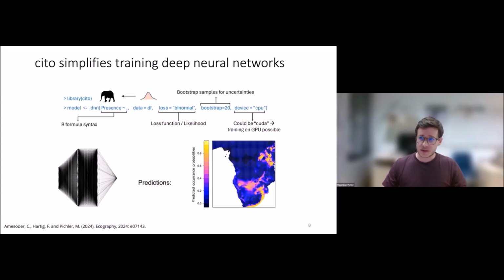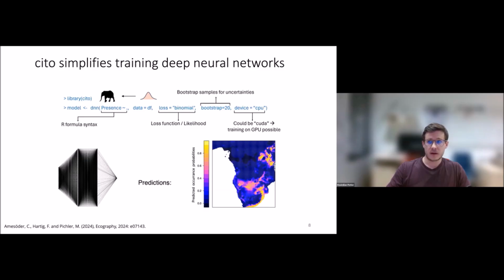Here on the left side, you see it for this elephant example. On the left side is what we call the input layer. There you have as many nodes as predictors. I guess for the bioclim it should be like 18 variables, so we have 18 input nodes. And then you have these hidden layers in between. And then on the right side, you have the so-called output layer.